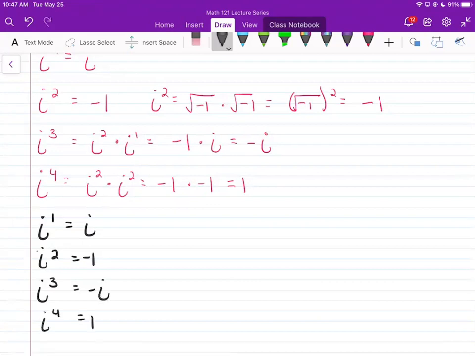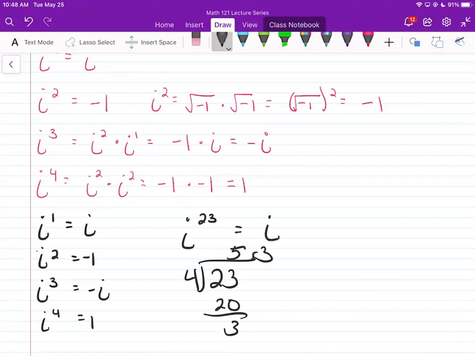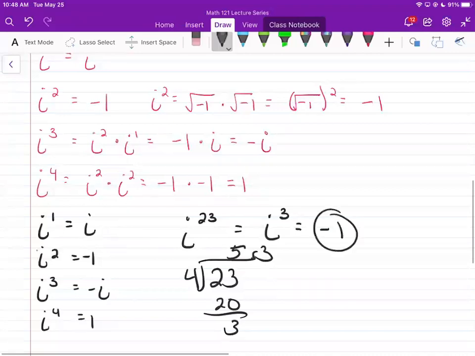This becomes important because now if you have i to any power, you can simply take that power and divide it by 4, because each group of 4 is equal to 1. 4 goes into 25 six times with a remainder of 3. This becomes i now to the third power, which we know is -i.